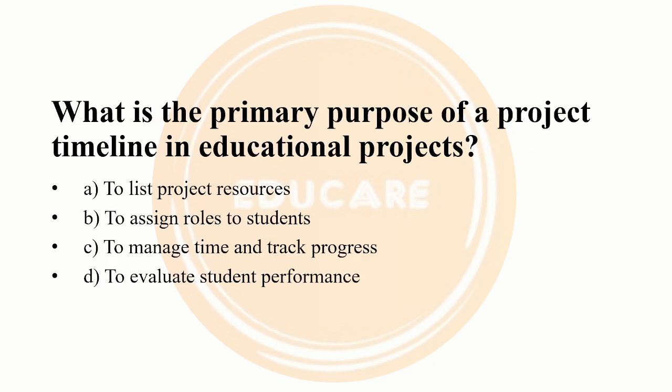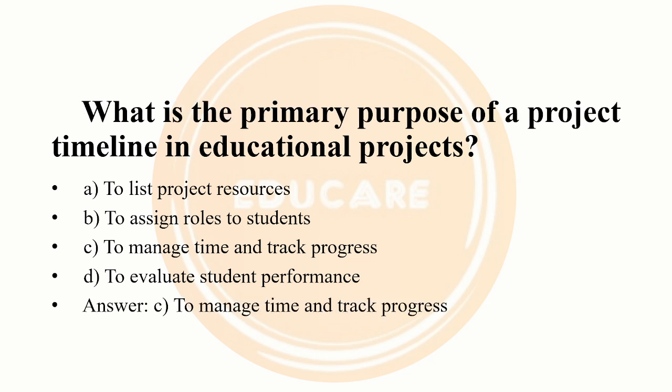What is the primary purpose of a project timeline in educational projects? Option A: to list project resources, B: to assign roles to students, C: to manage time and track progress, D: to evaluate student performance. Answer of this question is option C, that is to manage time and track progress.